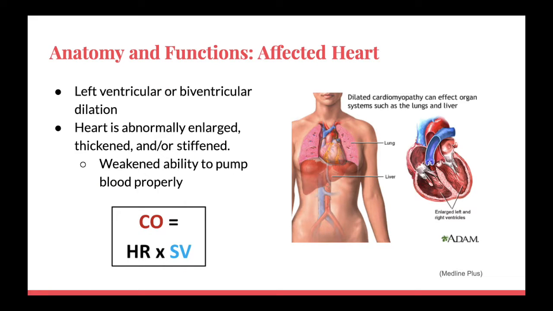Anatomy and functions of an affected heart. Dilated cardiomyopathy is clinically characterized as left ventricular or biventricular dilation and impaired contraction. It is a disease in which the ventricles are abnormally enlarged, thickened, and/or stiffened. The affected heart's ability to pump blood is weakened and affects contractility. As a result, there is a decrease in the blood volume pumped at each contraction, known as stroke volume, and therefore decreases cardiac output or the amount of blood pumped by the heart per minute.